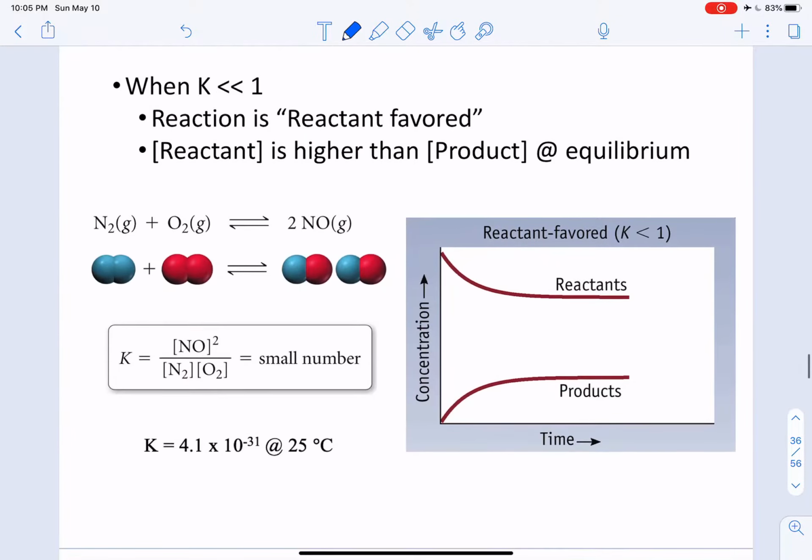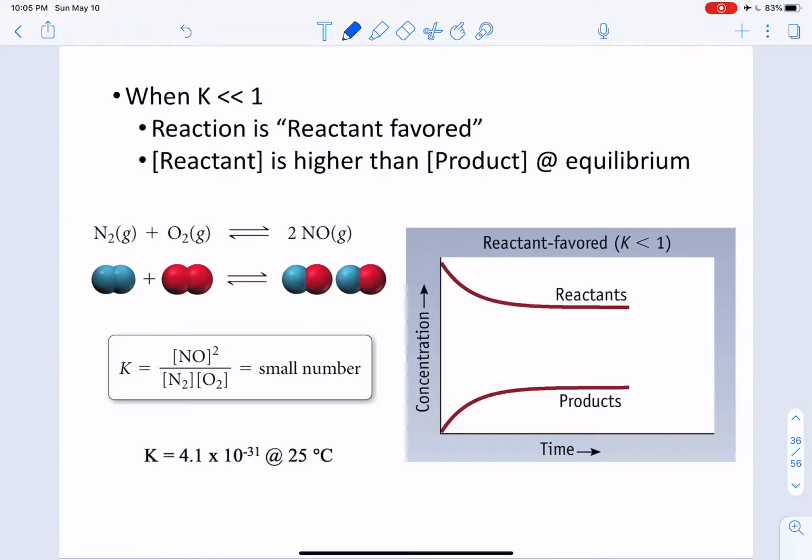Okay, so when K is a lot less than 1, and again, remember that K is concentration of product over concentration of reactant, it means that you've got a big number down here and you've got a small number up here. Because if you have a small number divided by a big number, like 2 divided by a billion, your K value will be small. It'll be a lot less than 1. When your K value is less than 1, you are reactant favored, meaning the reaction does not make much product.